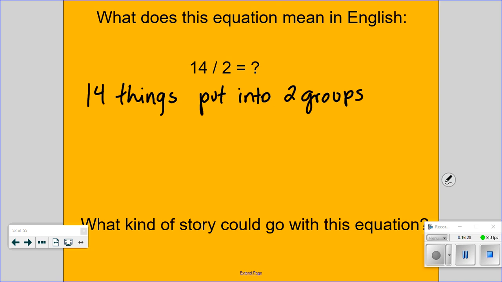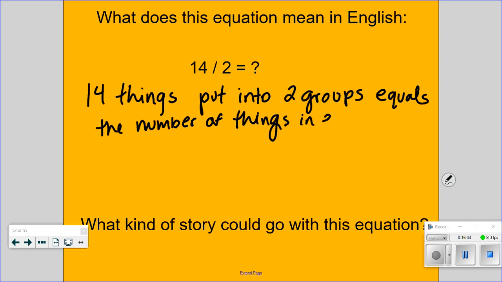I need to know how many are in each box or in each group. Equals the number of things in each group. For many of you, you can see a multiplication problem and know it much quicker than you can a division problem.